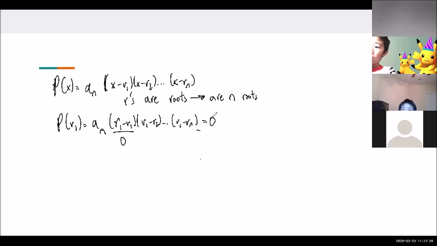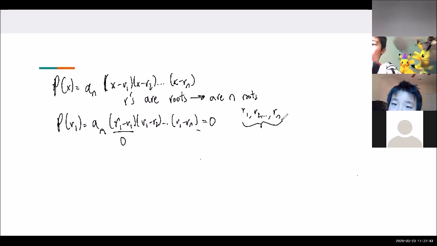So if you plug in any r of i, then this entire polynomial will be equal to 0, which means that r of i again is a root. And by the way, when I say any ri, that just means anything from r1, r2, dot dot dot, r of n. These are all variables.